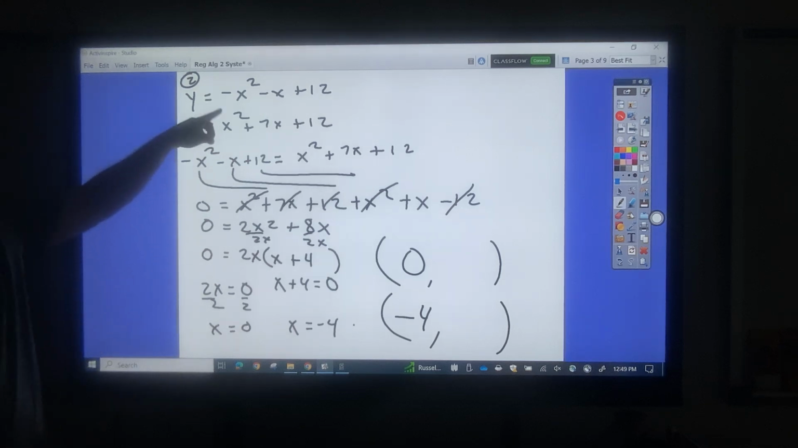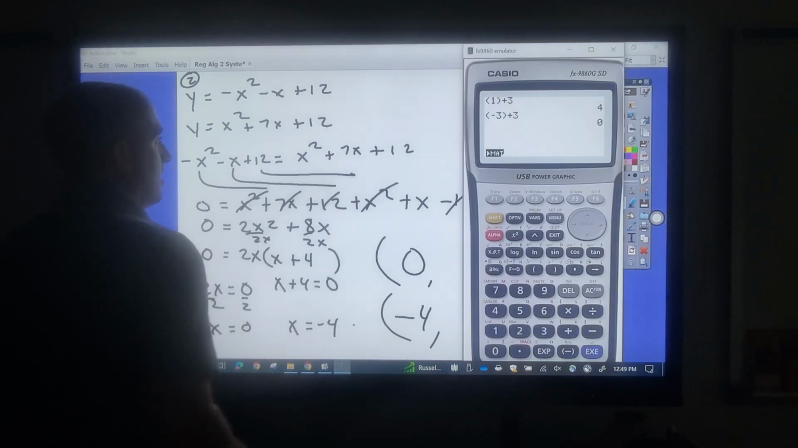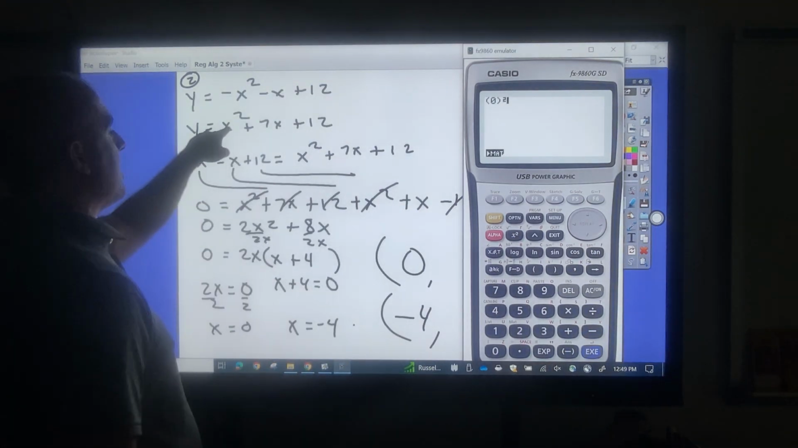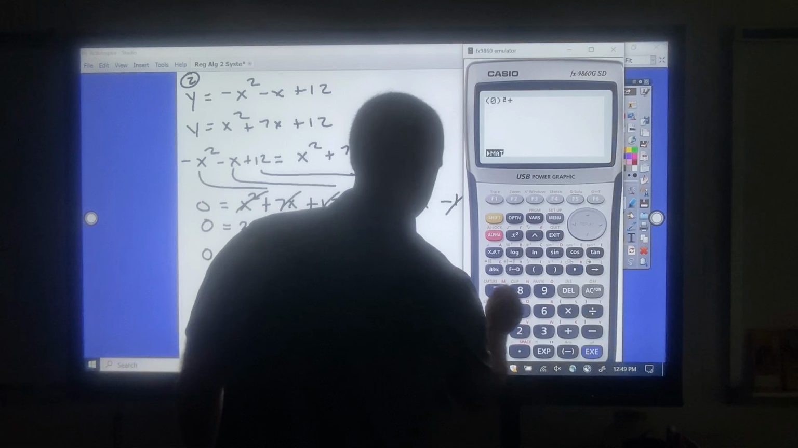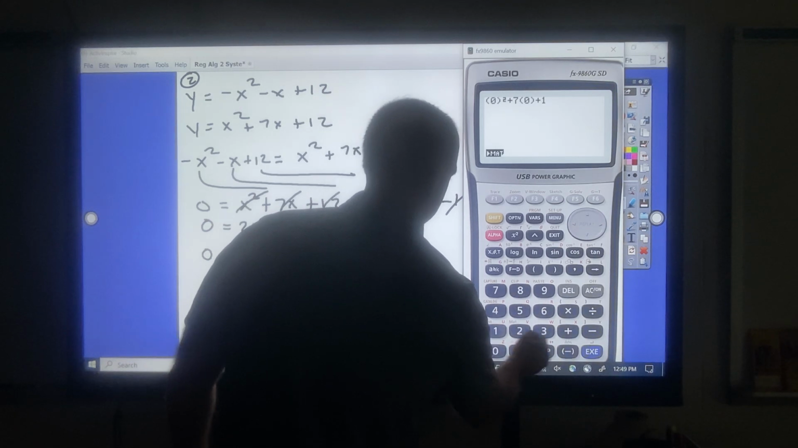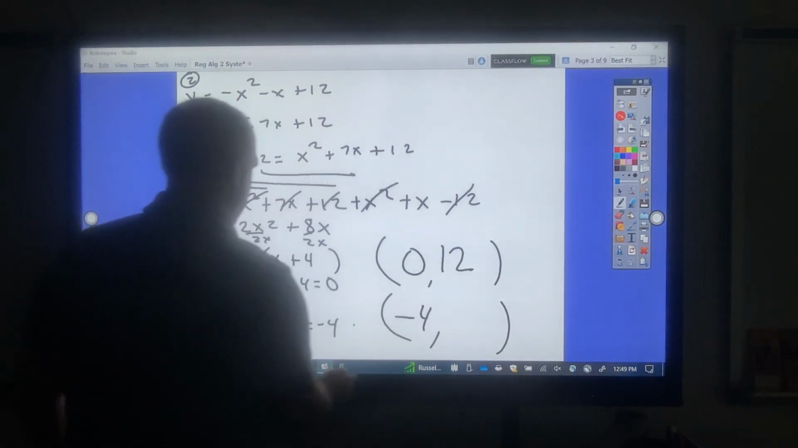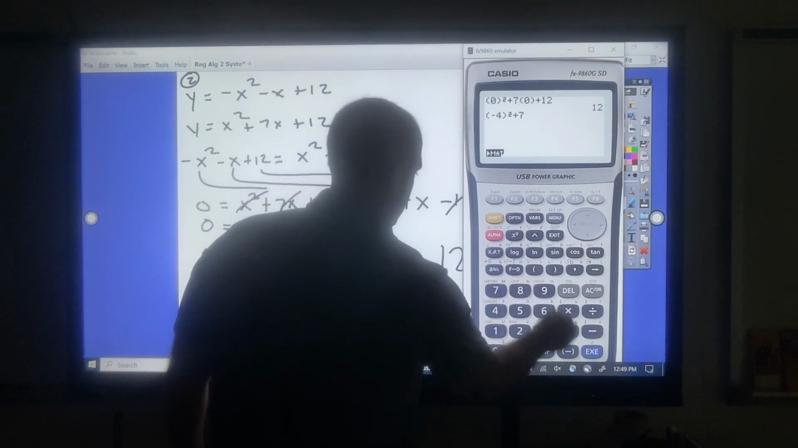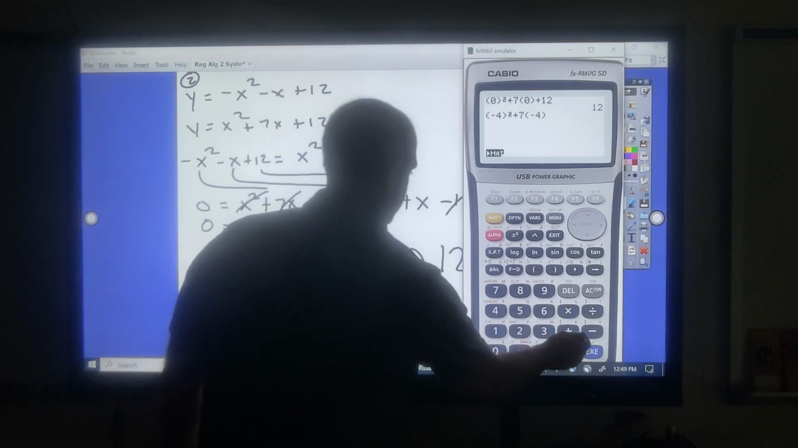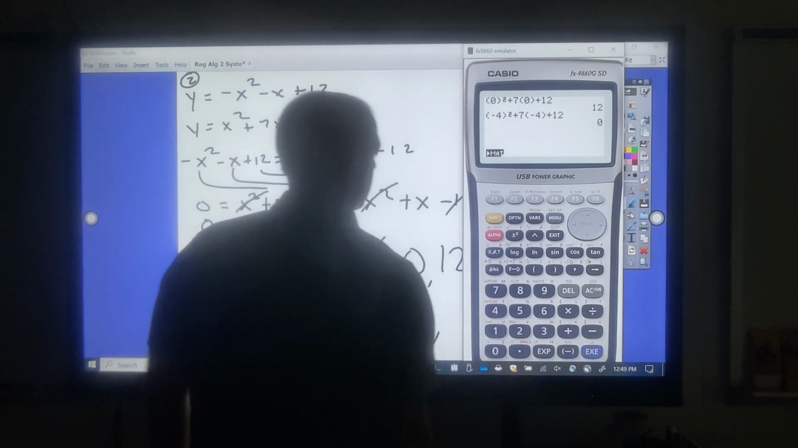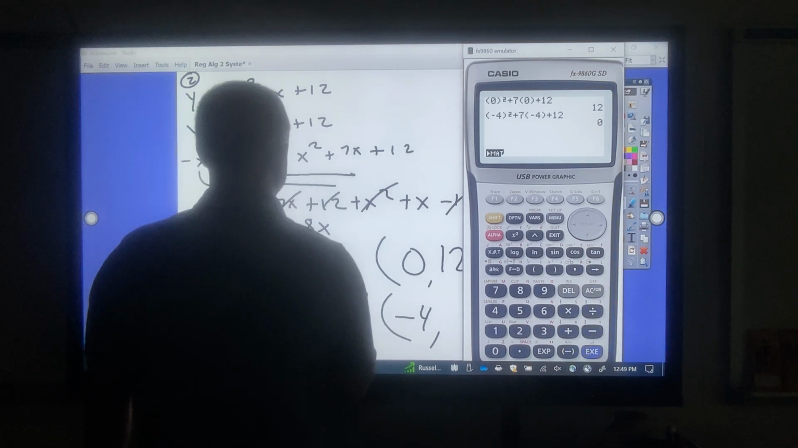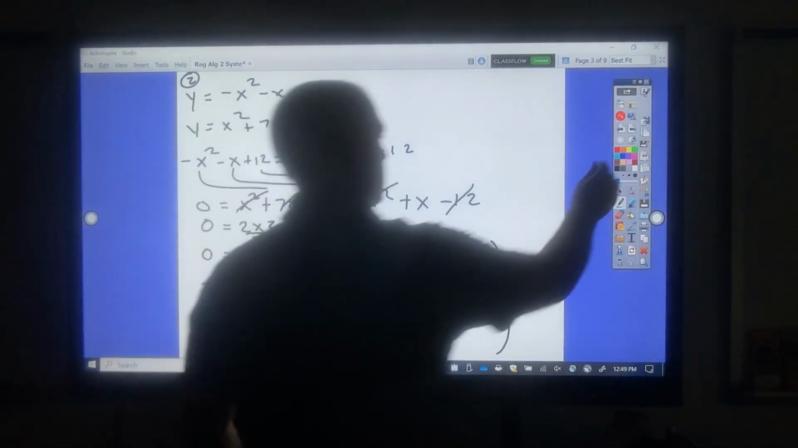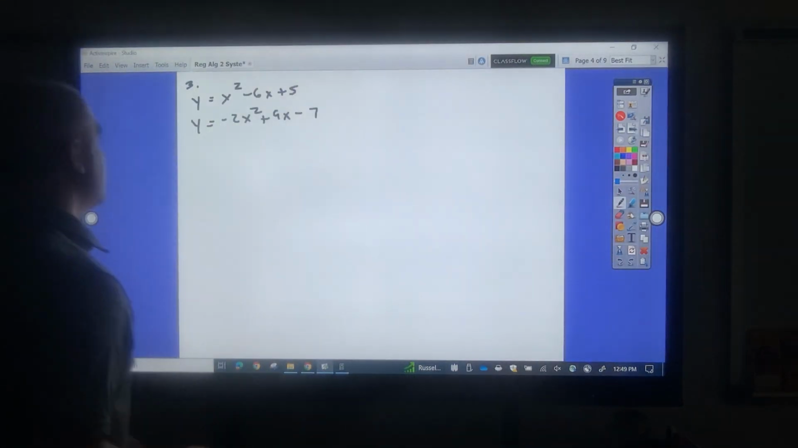Now I'm going to put those back in for x squared. Make sure whatever you're putting in, you put in with parentheses. That's going to be 12. Same thing when you do the negative 4. Make sure that you are typing that with parentheses. It's going to be 0. And those are where they intersect. All right? Let's do another one.